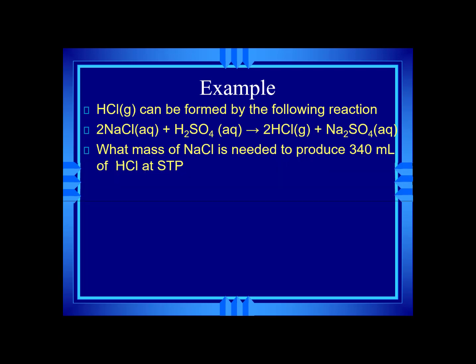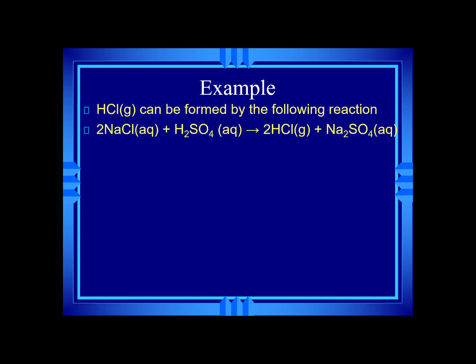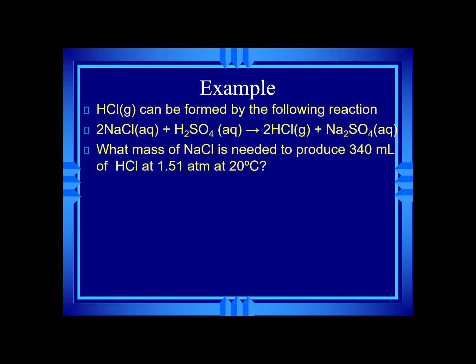So now let's look at that same question with a minor change. It's the same question. We still have 340 milliliters of HCl, but now it doesn't say at STP, it gives me a temperature and a pressure. So I've got a volume, a temperature, and a pressure, so I can find moles. Let me move over a little bit.